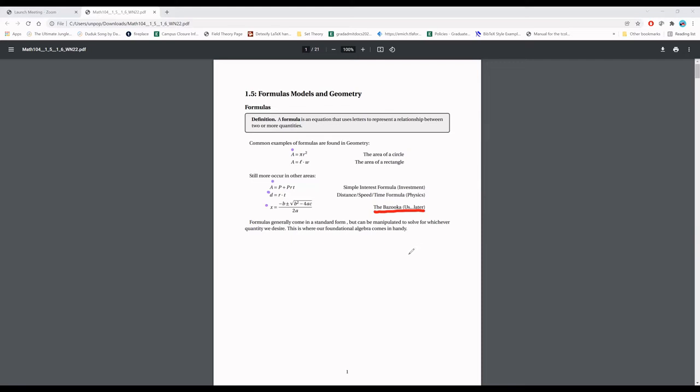That doesn't mean we can't manipulate them. And in fact, that's what section 1.5 is all about. Let's make sure we can manipulate these things for any given quantity. So I could, if I really wanted to, rewrite the bazooka in terms of B rather than X. It would be a bit of a pain, but we could do it.